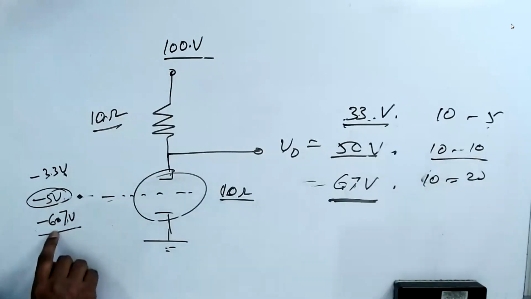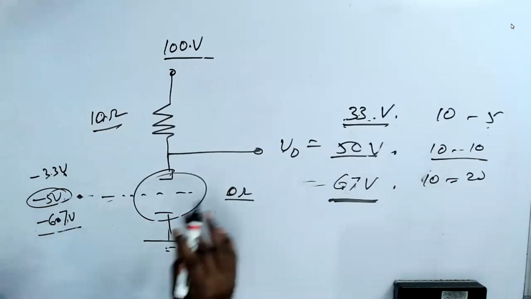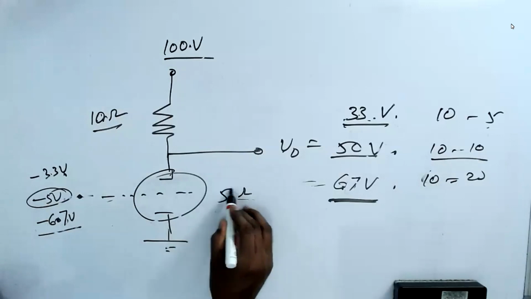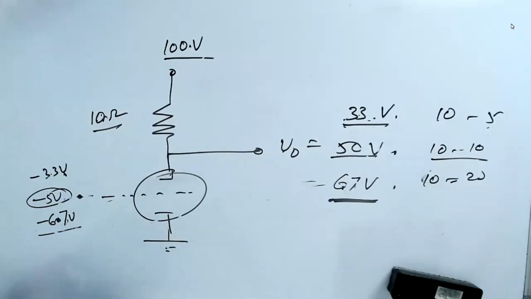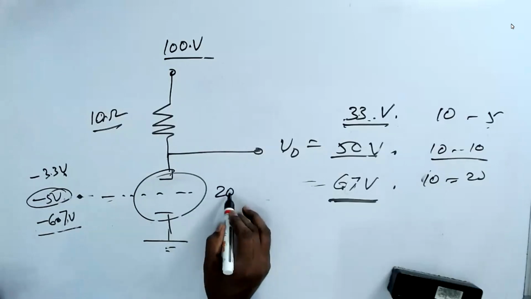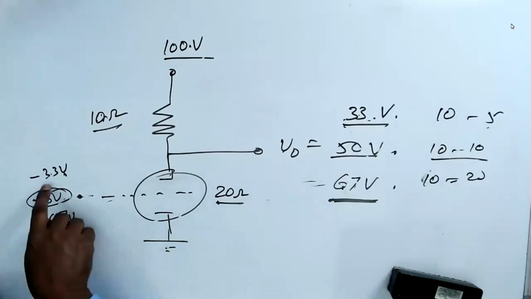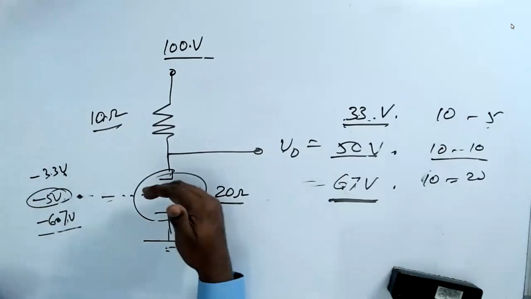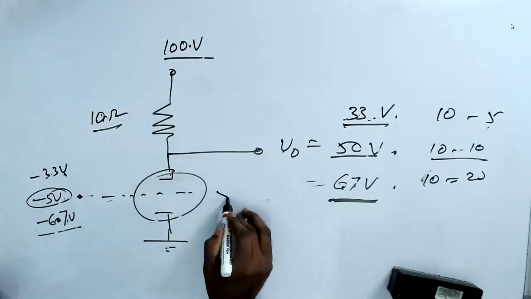When I apply minus 6.7 volt, it is going to block more, so more resistance. 20 ohm. So it becomes this. Now, when I give minus 3.3, it is going to block fewer electrons. There will be more current. That means less resistance.